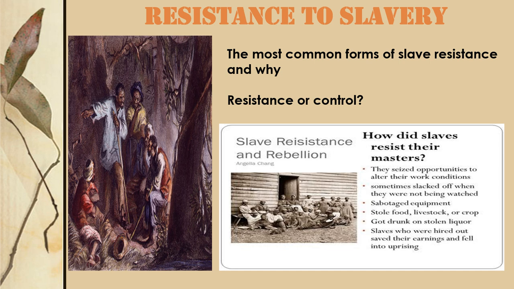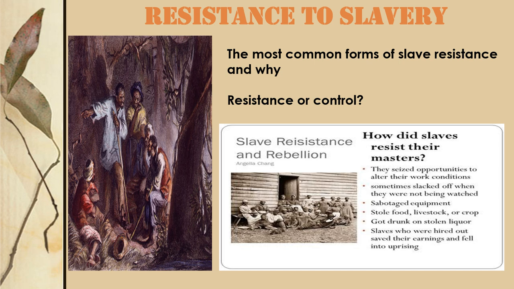Resistance to slavery. There were many forms of resistance. The most severe ones were murder of slave owners, which happened once in a while, arson, escape, and the biggest one of all, armed rebellion, because it was the most dangerous for everybody involved on both sides. But all of those things happened fairly infrequently.